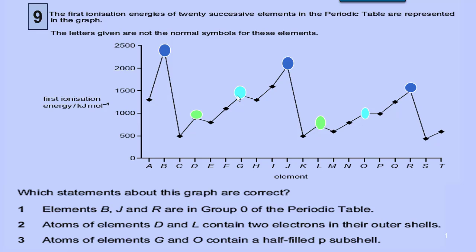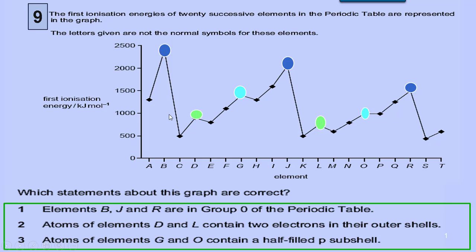Let's move to element O. Complete counting. After 7 we have 8, 9, 10, 11, 12, 13, 14, and 15. Element O, its atomic number is 15 and the electronic configuration will be 1s2, 2s2, 2p6, 3s2, 3p3. It also has half-filled p subshell. So the 3 statements are correct.